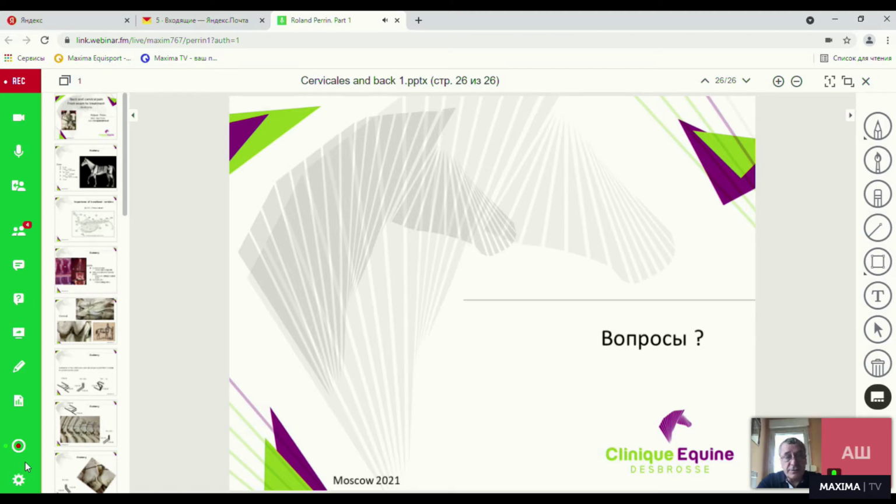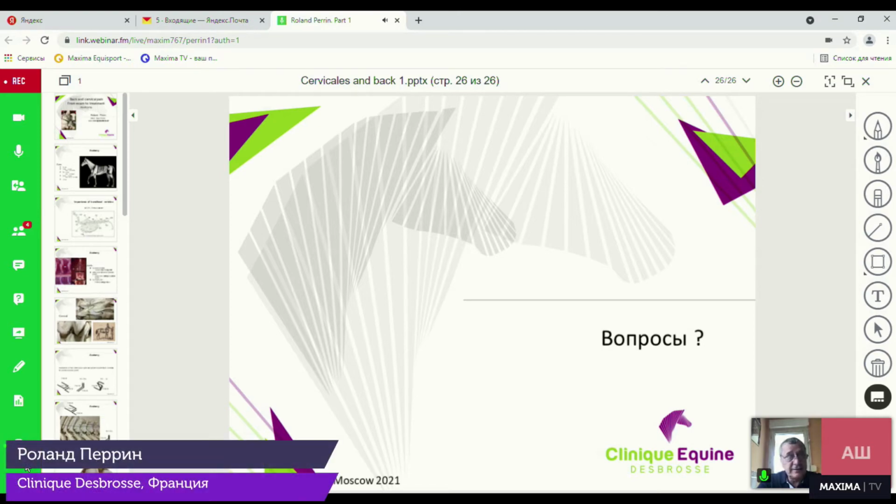And the third key point is you do not have a lot of place for the spinal cord inside the vertebral canal. So if you have some pathology, if you have stenosis, if you have something inside, you can have a compression. And if you have compression, you have pathology like the Wobbler syndrome.